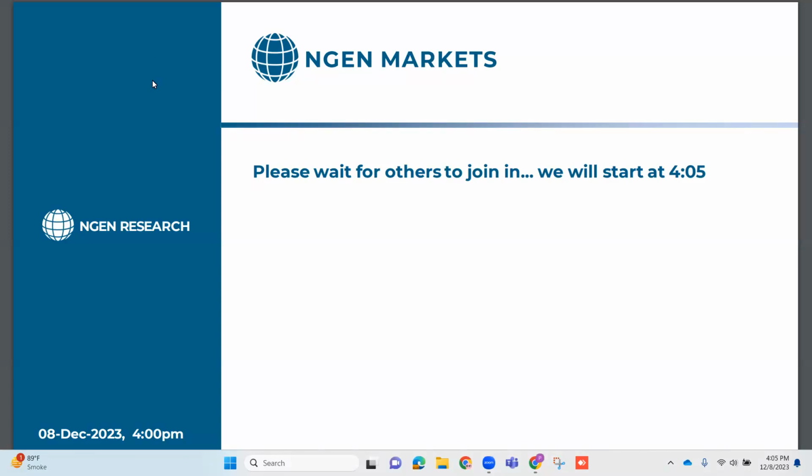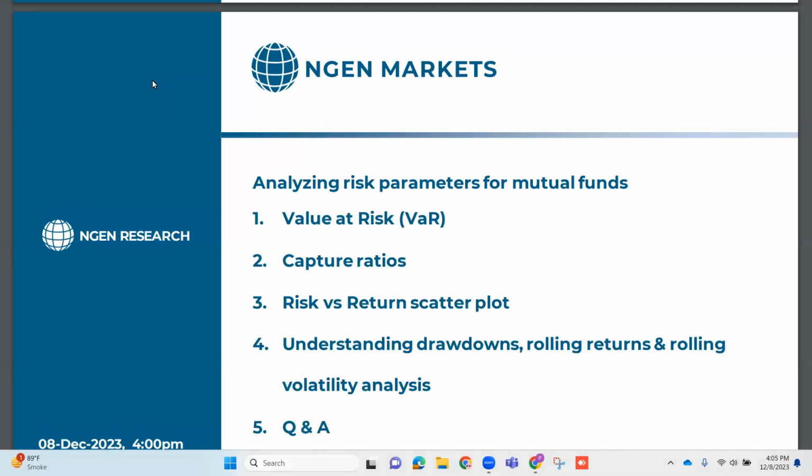Today, we are going to discuss various risk parameters for analyzing mutual funds, right? Wherein we will have a look at value at risk, which is VAR, capture ratios, wherein we will discuss up capture and down capture both, risk versus return scatter plot, which is available on the compare section on NGEN Markets, wherein we will be able to plot all the funds that we have taken and measure their risk and return statistics.